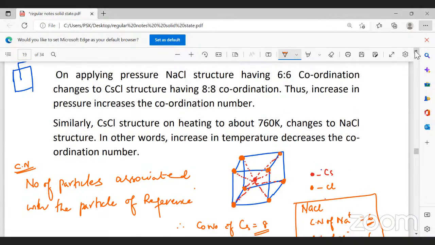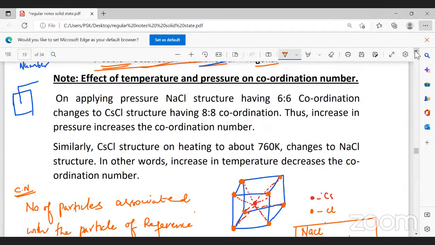This is the definition of coordination number in the chapter solids. There is one more chapter called coordination compounds, where you also have a coordination number. That's a different definition, a different concept. Here, in solids, coordination number is the number of particles linked with the particle under reference. Now you have to learn this. This is important. This is a regular question, and they can ask it in competitive exams, for example NEET also.